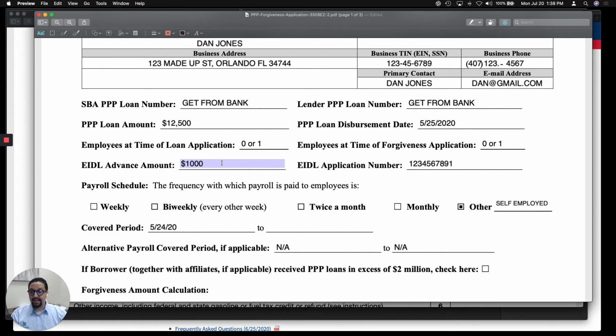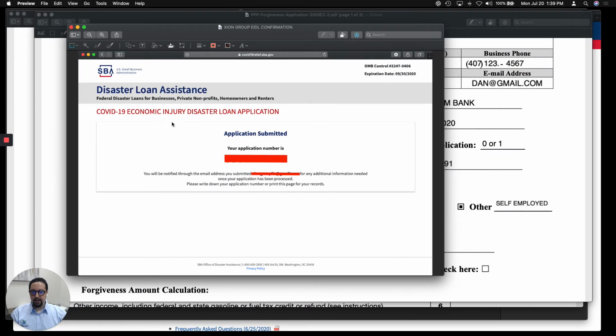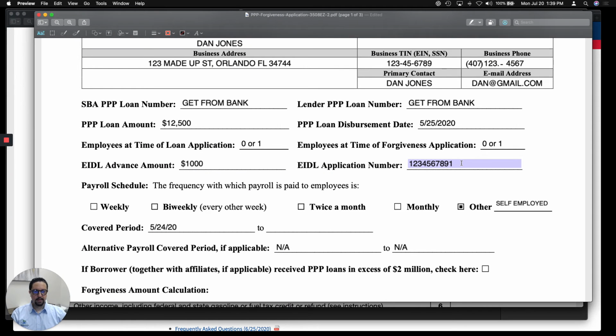If you got the EIDL grant or advance, you need to look for your EIDL application number. Now, where do you find this? When you fill out your EIDL loan application, at the end of the application, you should have seen this on your screen where it says application submitted. Here's your application number, and that's your EIDL application number, and that's the number you put here. If you don't know it, you can call the SBA and get your EIDL application number.